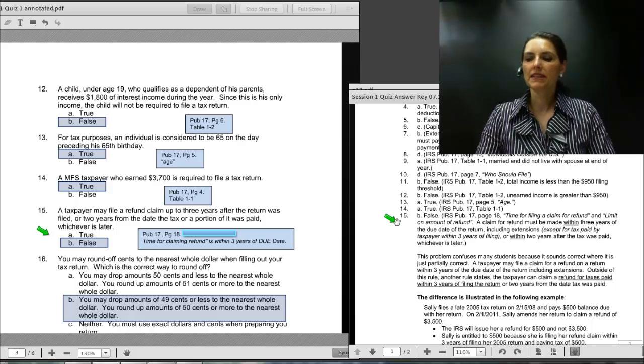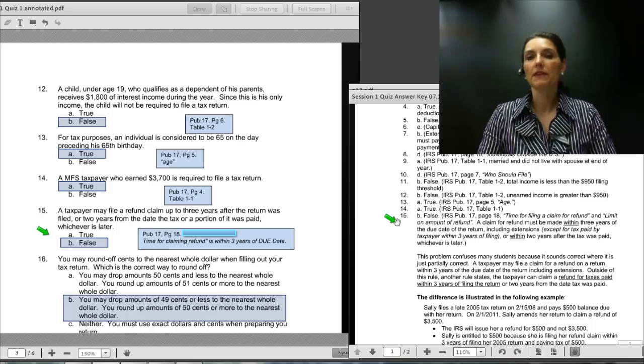Pub 17, page 18, there's a couple of different paragraphs in there, and I'm going to point them out to you, and I'm going to read ahead of time what it is that we're looking for.